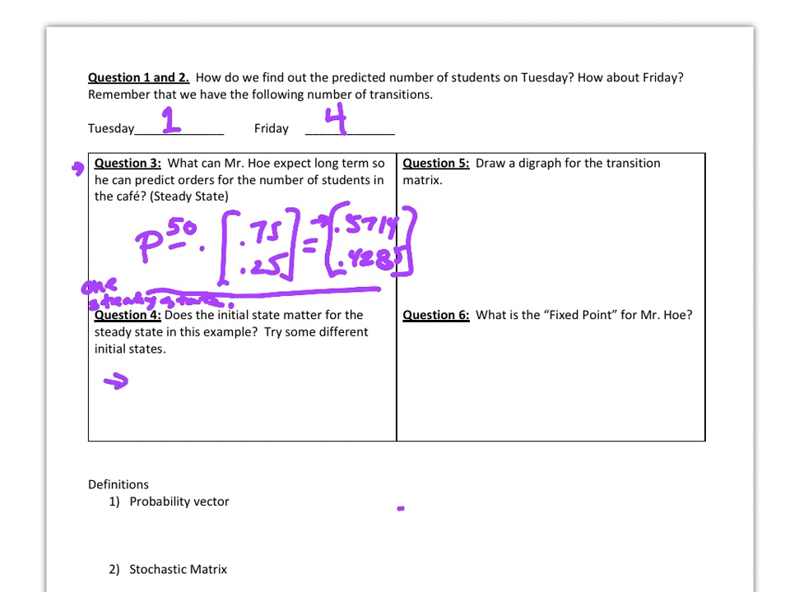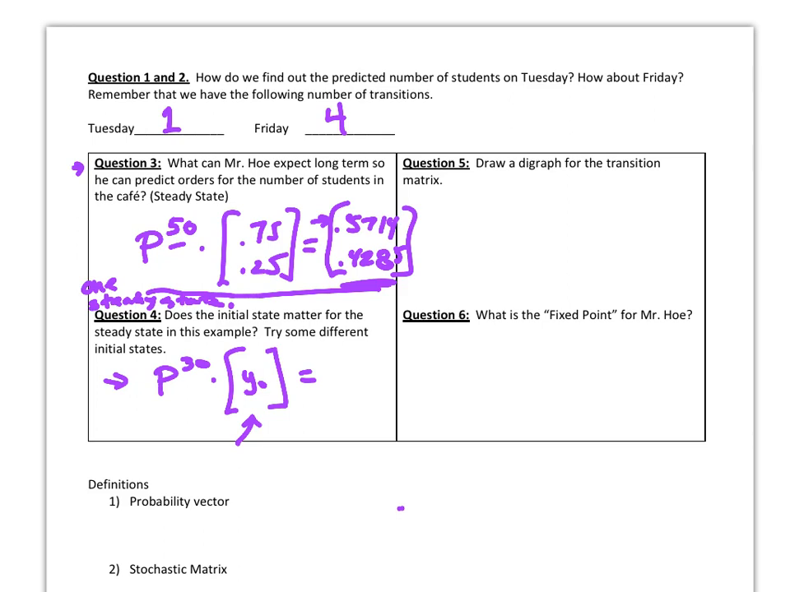So I want you to go ahead and play around with this. If I take P to the 30 and multiply by some sort of, instead of x naught, we can call it y naught, try different values for this initial state and see if you do get this same steady state after you get done. You do have to play around with this.